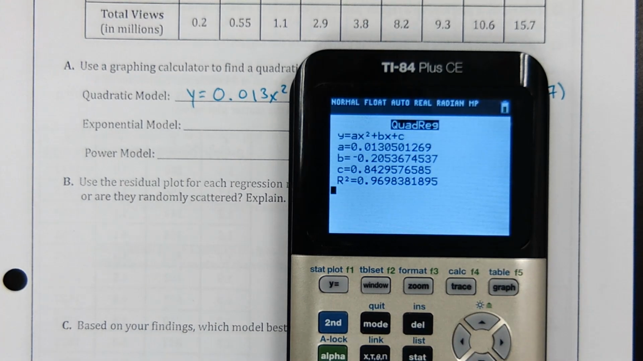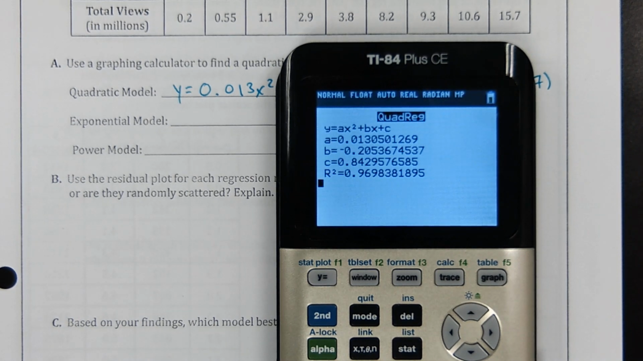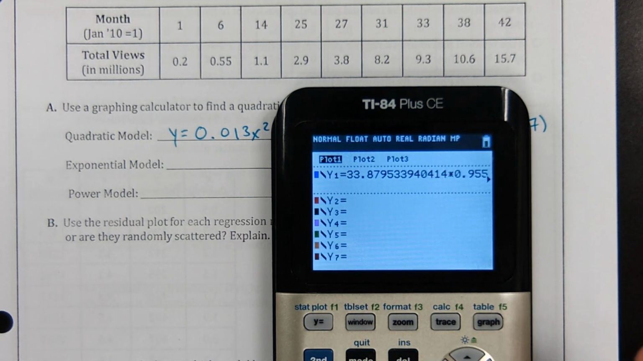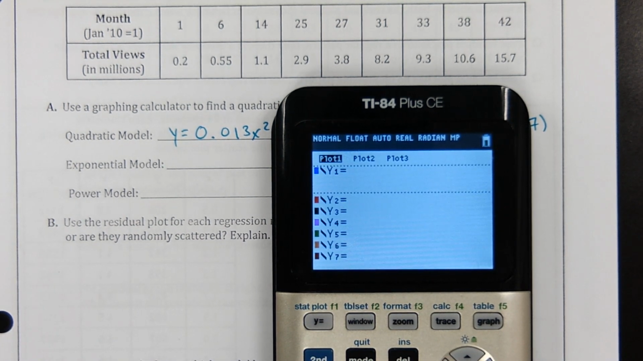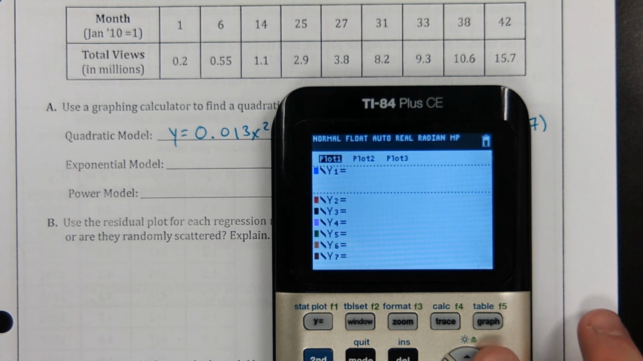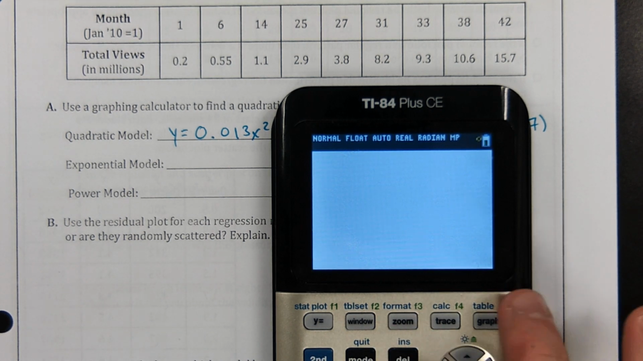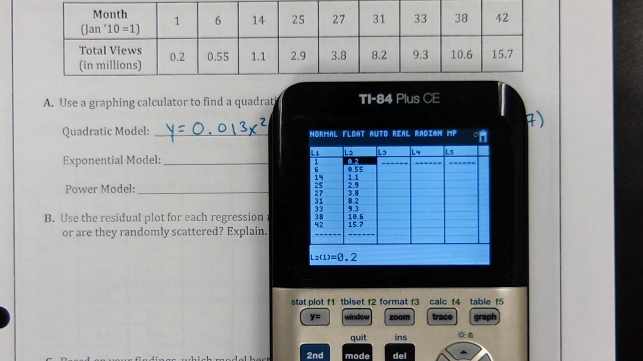Now, I'm ready for my residual plot. Go to the y equals menu. I still have something hanging on in there. And what we're going to do is, and you know what? I actually don't trust it, because every time I try to do it, it throws an error. So I'm going to go back to stat, edit, and for L3, I'm going to go up to L3 and hit enter.